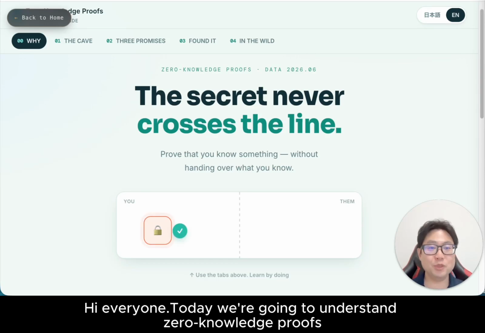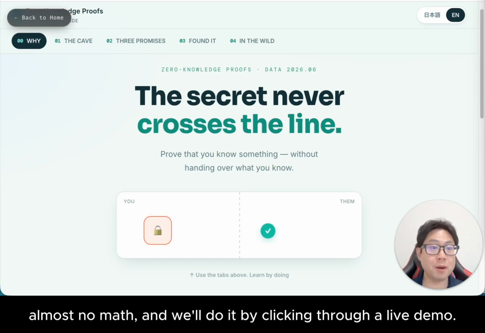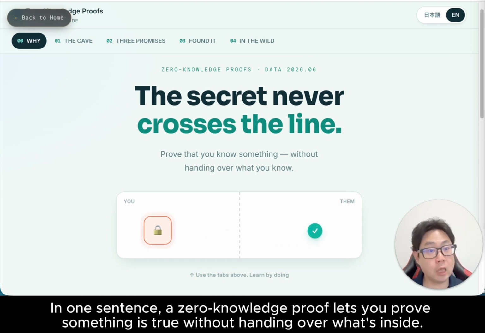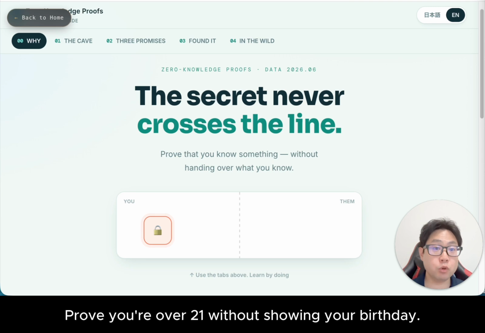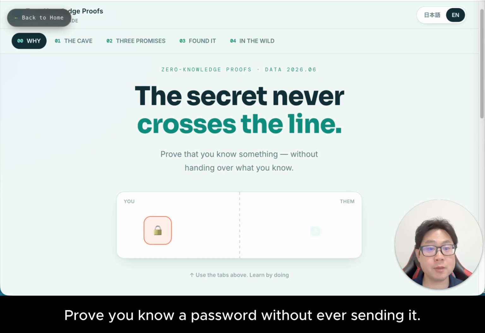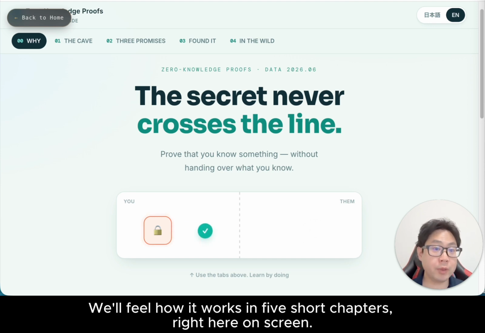Hi everyone! Today we are going to understand zero knowledge proofs, almost no pass, and we'll do it by clicking through a live demo. In one sentence, a zero knowledge proof lets you prove something is true without handing over what's inside. Prove you are over 21 without showing your birthday. Prove you know a password without ever sending it. We'll hear how it works in 5 short chapters right here on screen.